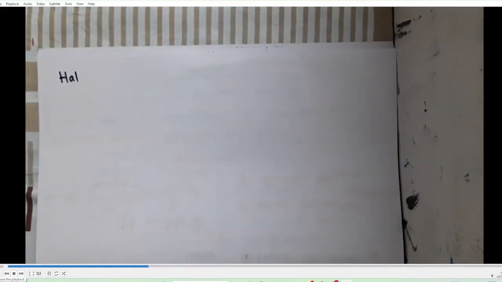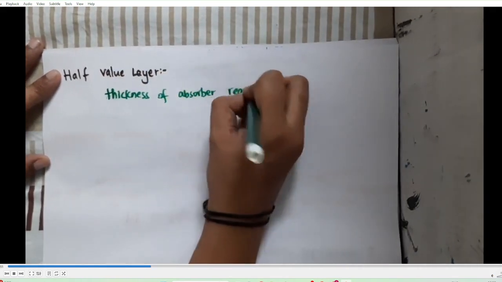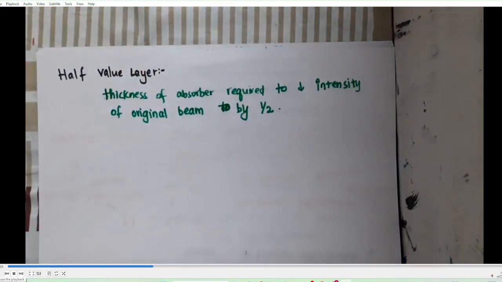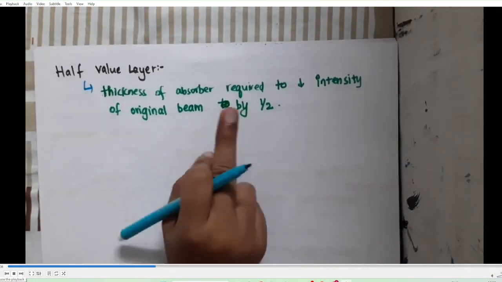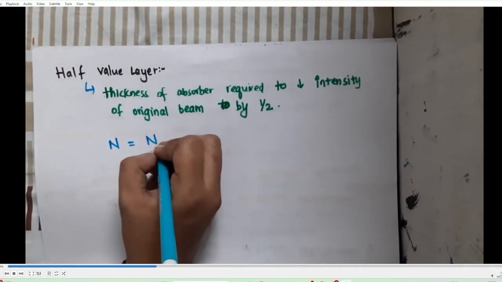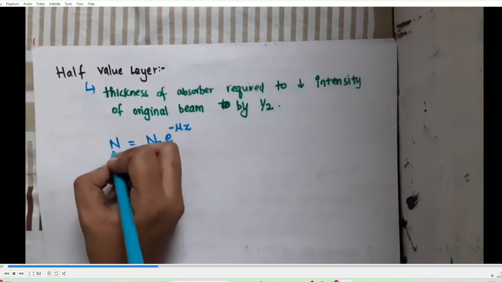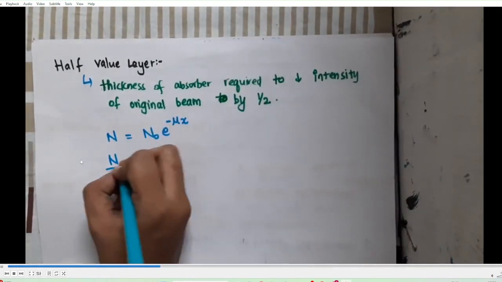The next important thing in linear attenuation coefficient is half value layer. Half value layer is the thickness of the absorber required to reduce the intensity of original beam by half. This is a common method for expressing the quality of the X-ray beam. So the formula is N is equal to N naught exponential to the power of minus mu x. Here N is N naught by 2, because it is required to decrease the intensity of original beam by half.